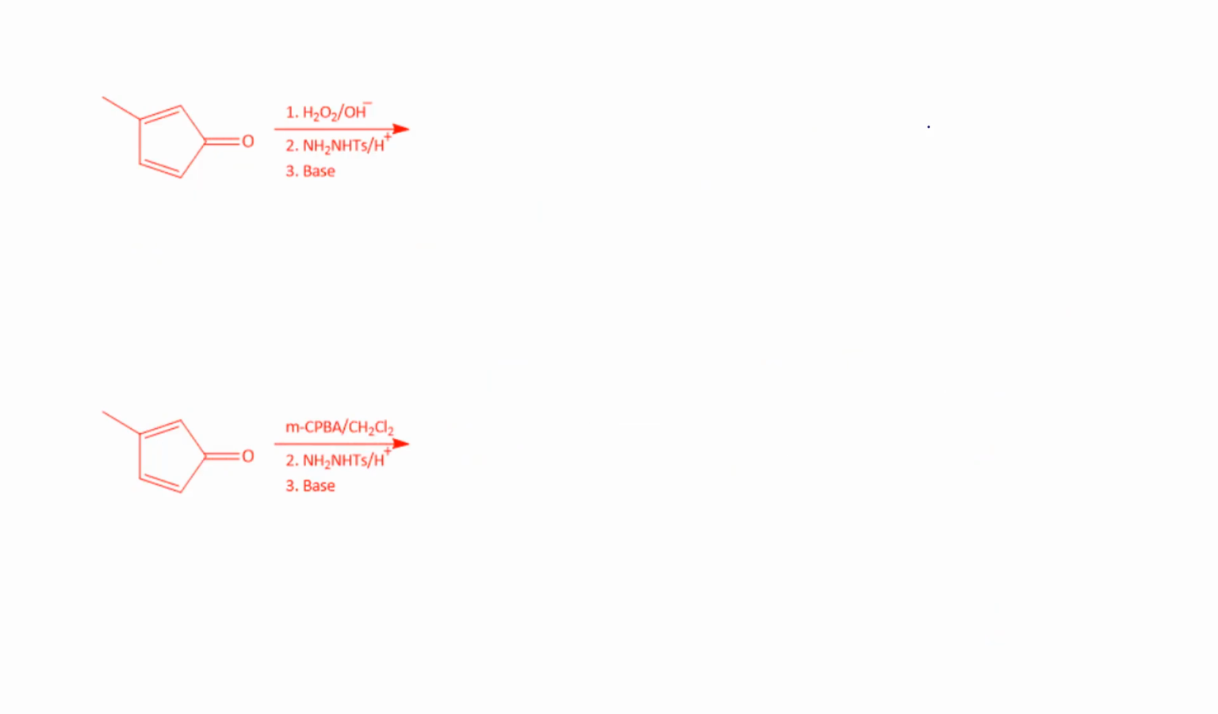Now the same substrate has been treated with this reagent, but with only one difference: in the first one they have given H2O2 and OH minus, in the second one they have given mCPBA, and in both cases they will get a different product. How will you solve this? This is the interesting one. Just by changing the reagent you can get a different product from the substrate.